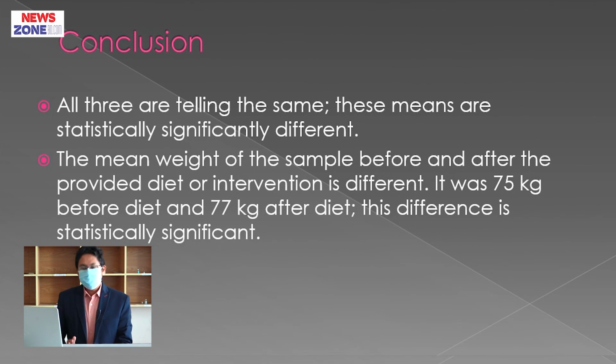So, all the three items are telling us that this difference is statistically significant. That means the mean weight before the specific diet and the mean weight after the specific diet, these two means are statistically significantly different. So, this is all about paired samples t-test.